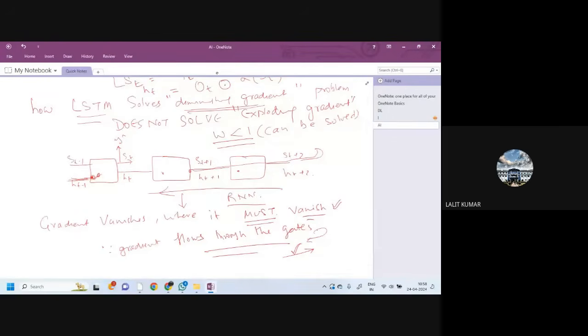Lalit, what's the difference between? Ask one question. Yes, please. Your voice is not audible. Actually, I'm having internet problem slightly at my home. So basically, what's the difference between LSTM and GRU?